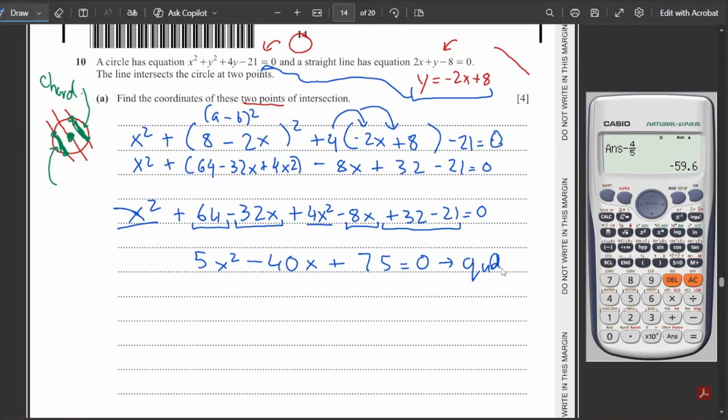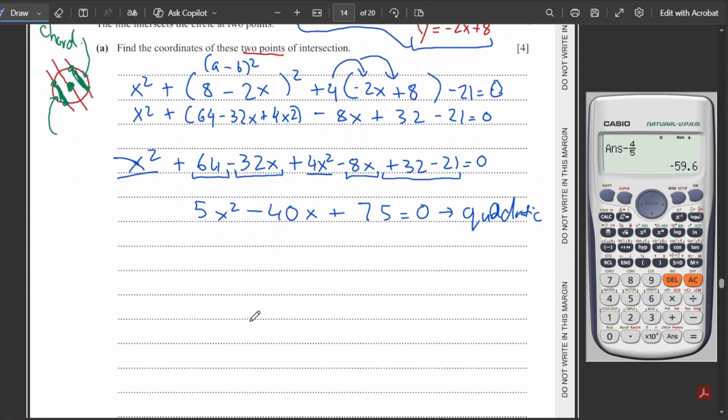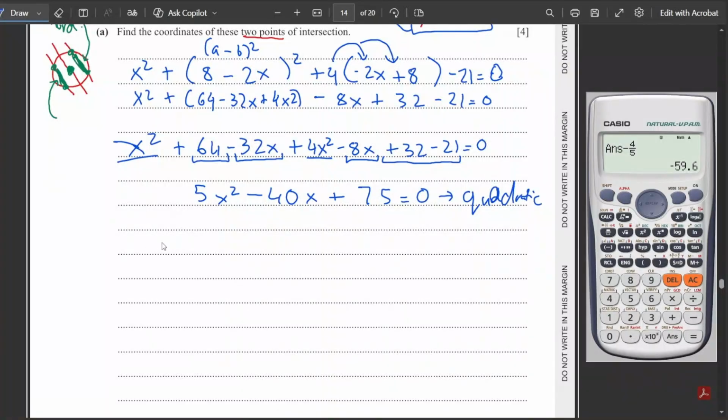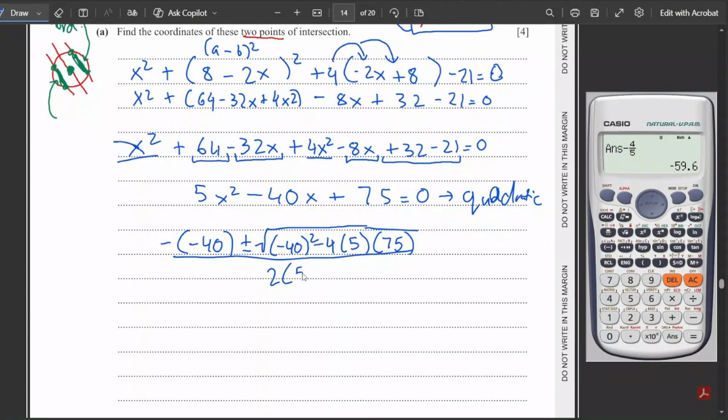And now I have a quadratic equation, which, if I solve, I'm going to get two x coordinates of the points where the line intersects the circle. I can simplify this quadratic equation if I want to, but I'm just going to leave it like this, and I'm going to use the quadratic formula. So I'm going to use minus b, which is minus 40, plus minus under root b squared, minus 40 squared, minus 4 times a, which is 5, times c, which is 75, over 2a, 2 times 5.